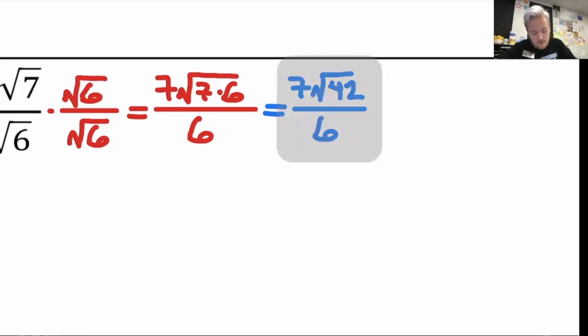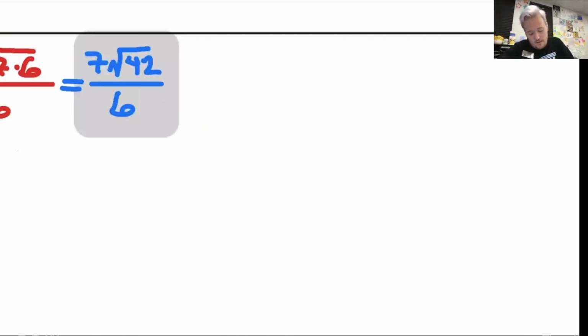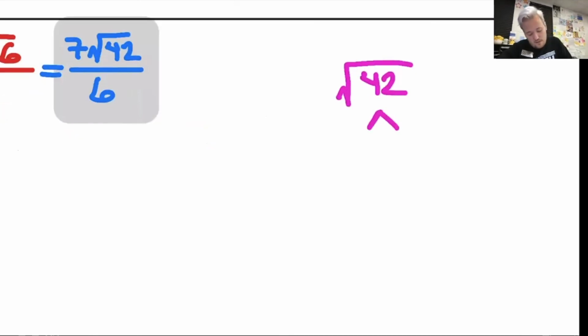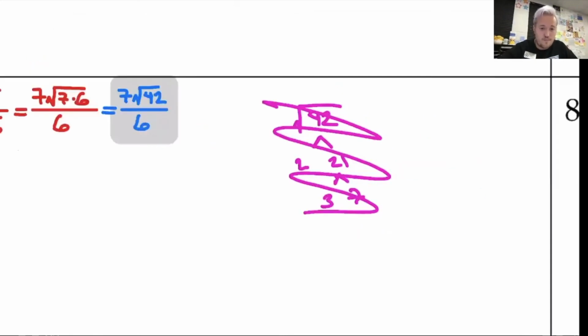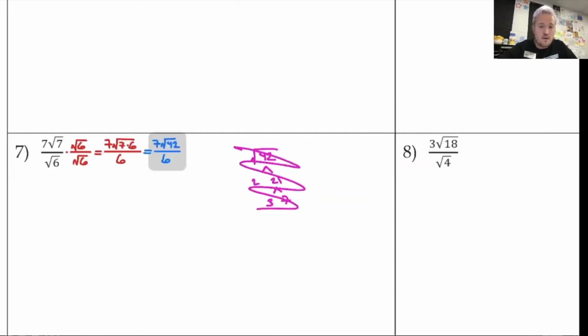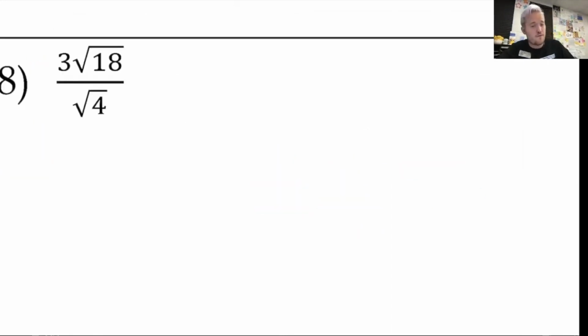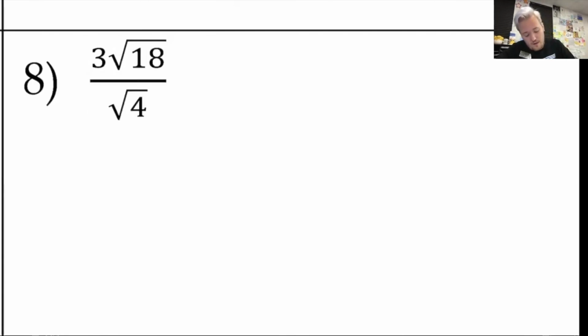So if you're thinking, wait, what about 42? Can't you break that down? Well, let's try. Let's see what happens. So if I break down 42, that's 2 and 21. 21 breaks down to 3 and 7. There's no pairs, so it's already in simplest radical form. So there's nothing we could do. So you just pretend that never happened. Okay. All right, and last but not least, we have 3 root 18 all over the square root of 4.